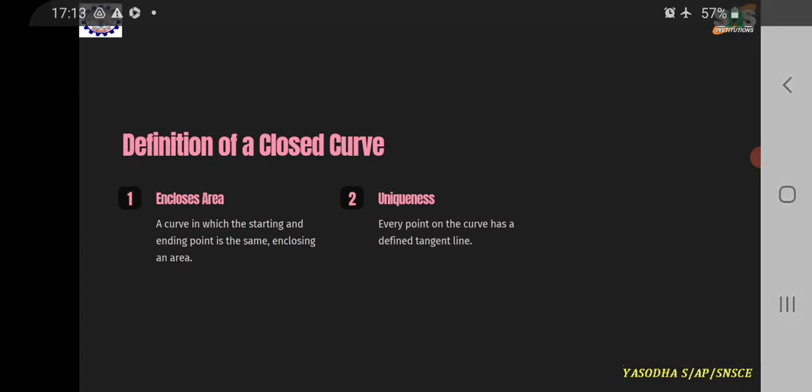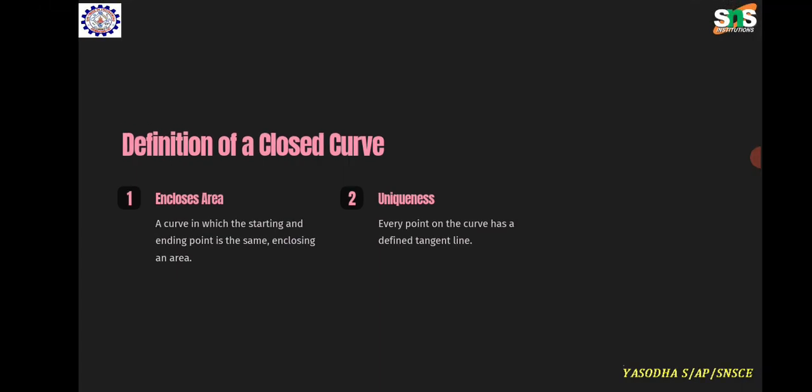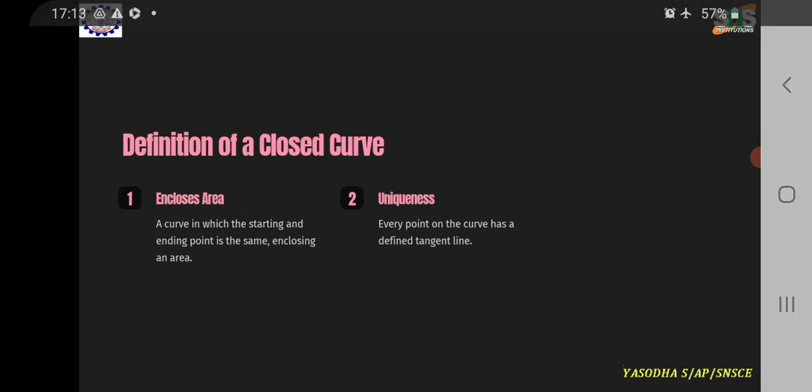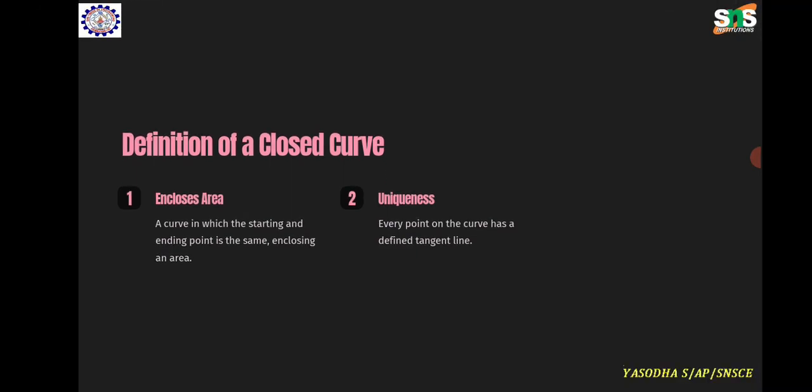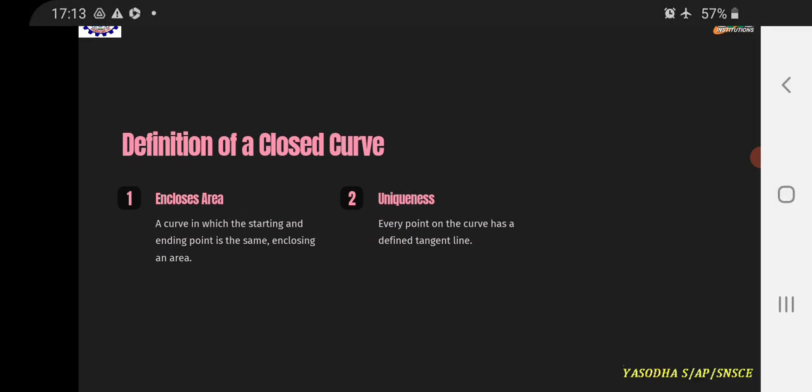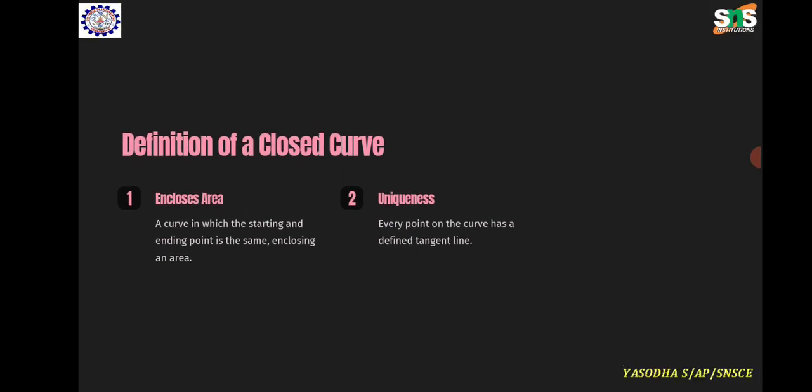Definition of closed curve. A closed curve has no endpoints and encloses an area. A curve in which the starting and ending point is the same, enclosing an area. Uniqueness. Every point on the curve has a defined tangent line.